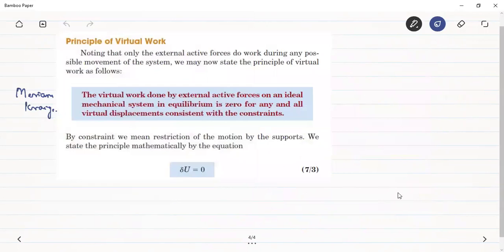Why only external forces? I had mentioned in the previous lectures that the work done by the internal forces cancels because they are equal and opposite. They always act in pairs. Therefore, the work done by the internal forces will always be zero. On an ideal mechanical system in equilibrium, it is zero for any and all virtual displacements consistent with the constraints. Now, by constraint, we mean the restriction of the motion by the supports. Fine.